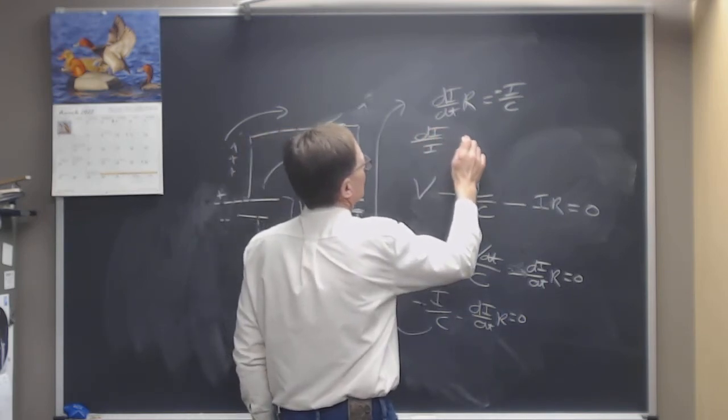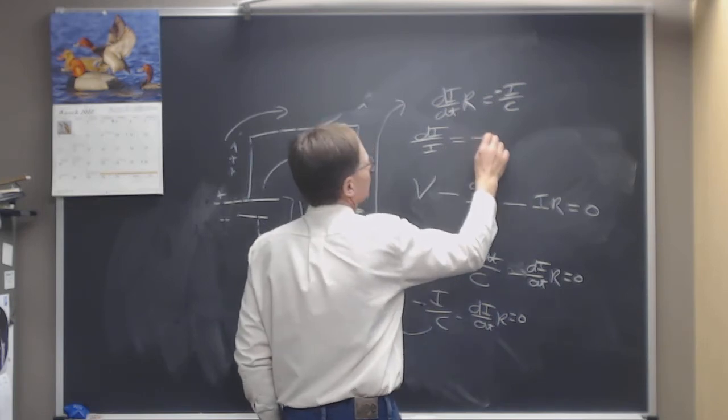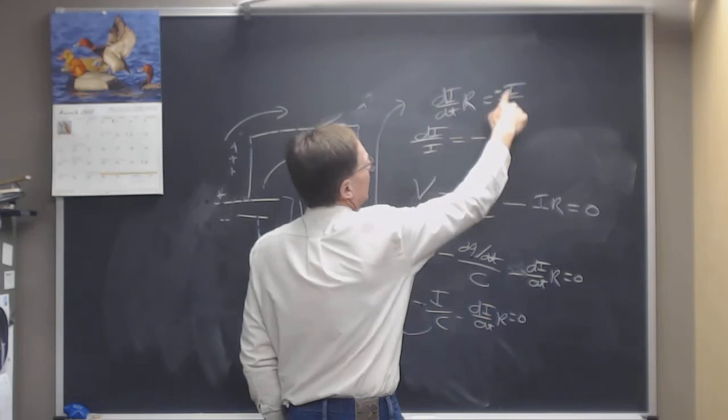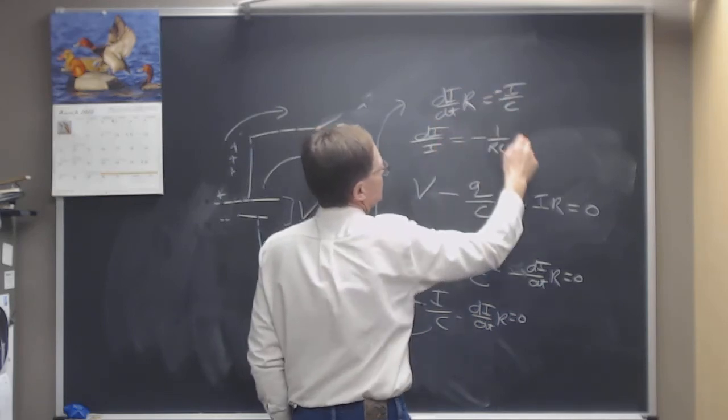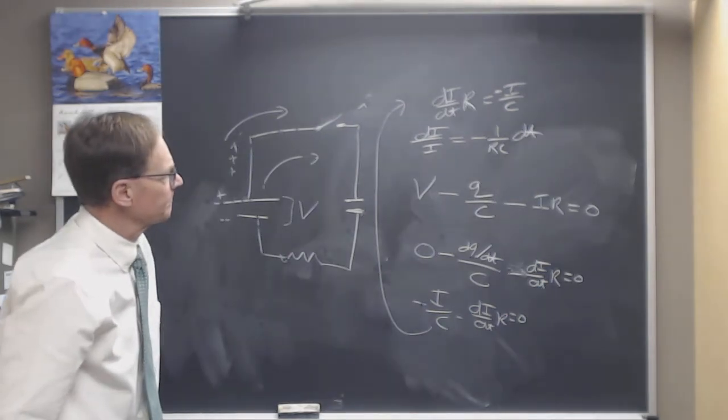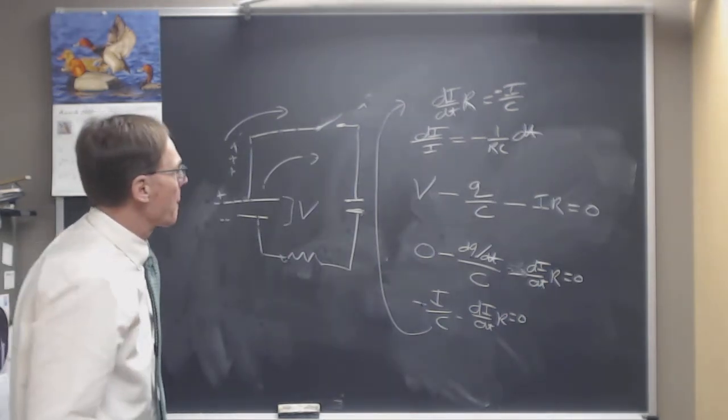is equal to minus 1 over RC. I pull this R down to this side. I pulled the I down to this side. I'm going to pull the dt up to that side. Okay? So far, so good, right?